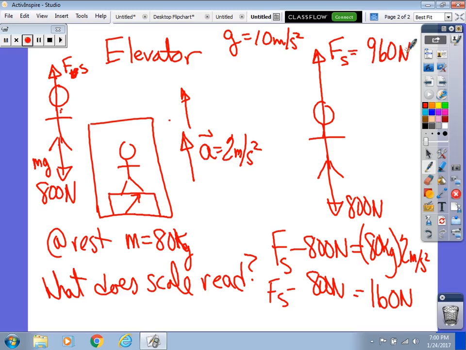So now that scale is going to read bigger, because the floor is literally pushing up against his feet, like the spring scale pushing him up, so it's got to be bigger. How much bigger? It's 160 newtons bigger to get him to accelerate that much. So it looks like his weight has gone up. Conversely, if this arrow was downward, that would mean the weight is winning, and we would play this game the exact same way. But notice, I've got one force diagram, I've identified who's winning the tug of war and the direction, and I've set up my Newton's second law equation to show that.